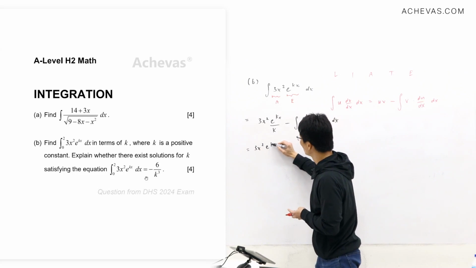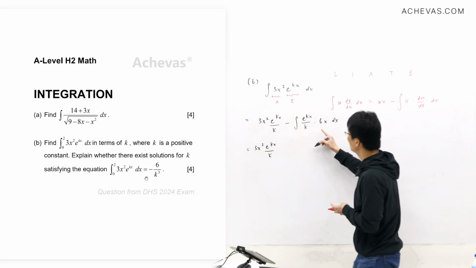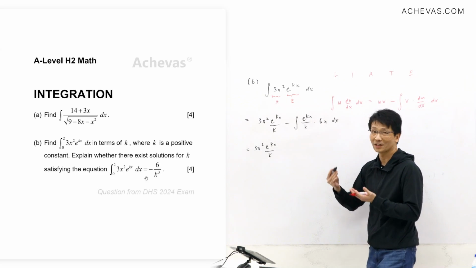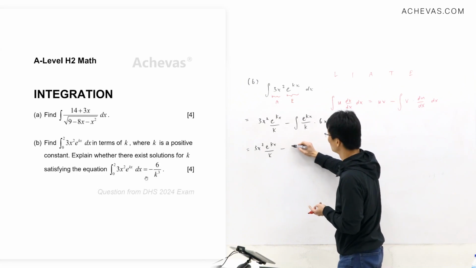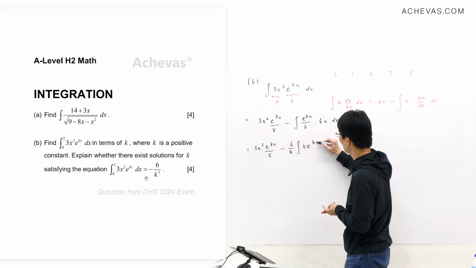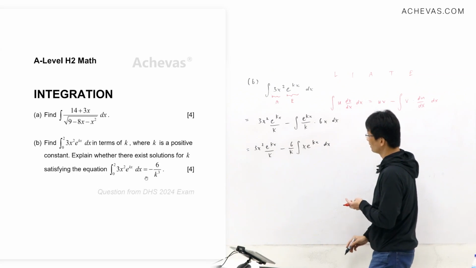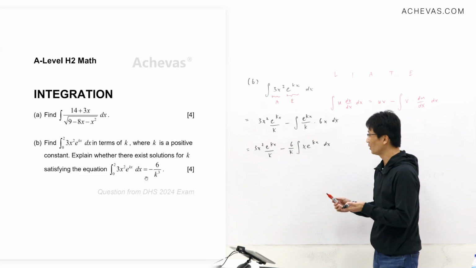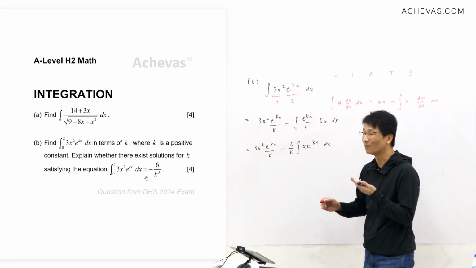Do a bit of simplification. I can see that this 6 over k is basically a constant, so I'll just factorize it out from the integral. So minus 6 over k, I'm left with x e to the power of kx. And unfortunately, I can't integrate this directly yet. I think I still have to perform the integration by parts one more time.